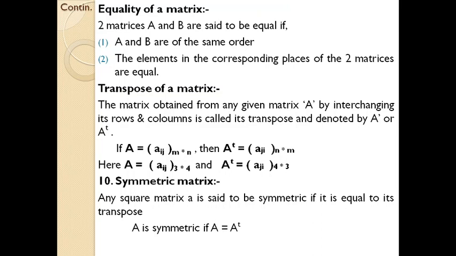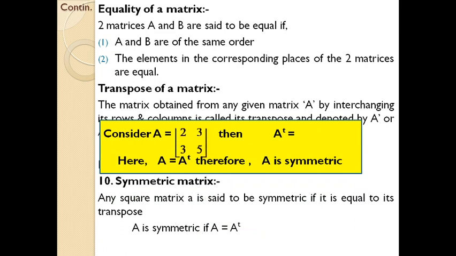We know what is meant by A. A means the name of a matrix. And A T means the transpose of this A. So when will we write A equal to A T? When A and A T are equal. And we have already learned what is meant by equal matrices. We will discuss an example. See, consider a matrix A: 2, 3, 3, 5. This is a matrix of order 2 into 2. So transpose of a matrix means the row will become the column of the second matrix, and the column of the first matrix becomes the row of the second matrix.